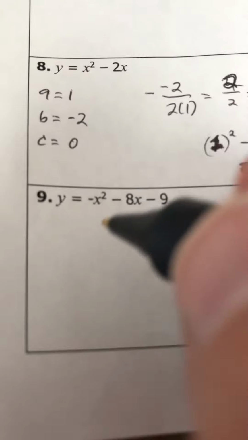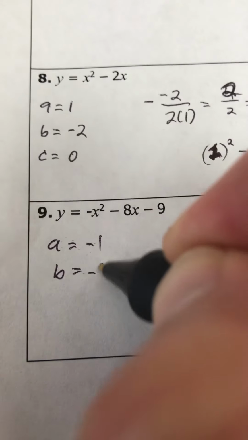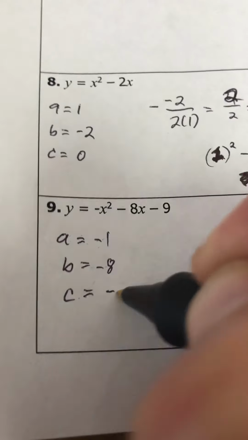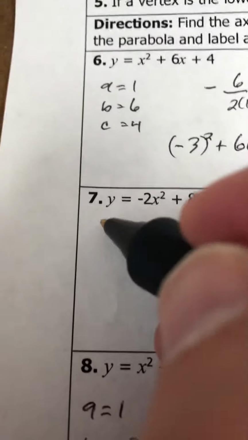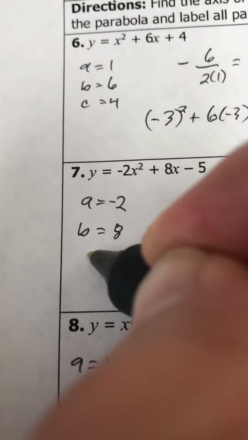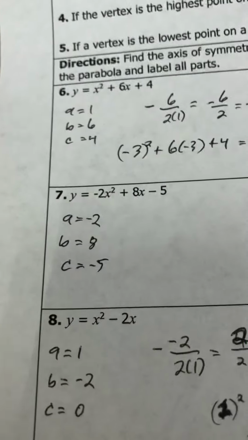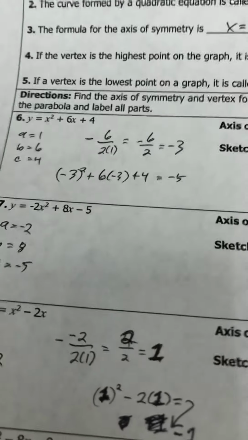Number 9, A is negative 1. B is negative 8. C is negative 9. And this one, A is negative 2. B is 8. And C is negative 5. Okay, hopefully this is helpful to you, and good luck with those ones that you're doing on your own.